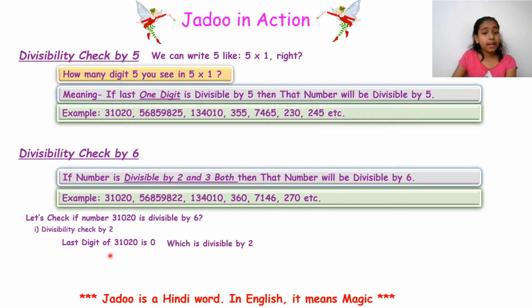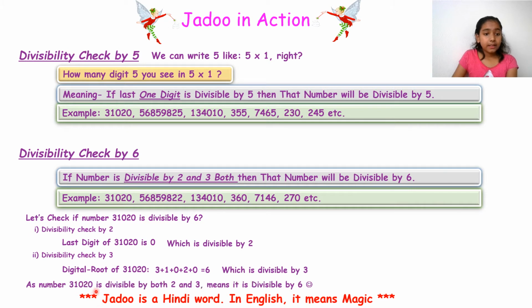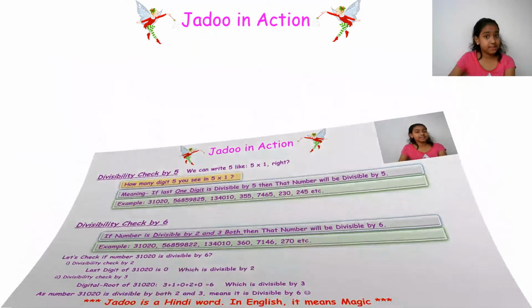Next, we need to find if this number is divisible by 3 or not. As you already know, we have to find the digital root of this number. So, 3 plus 1 plus 0 plus 2 plus 0, which equals 6. And 6 is divisible by 3. This means, as this number is divisible by both 2 and 3, it is divisible by 6.